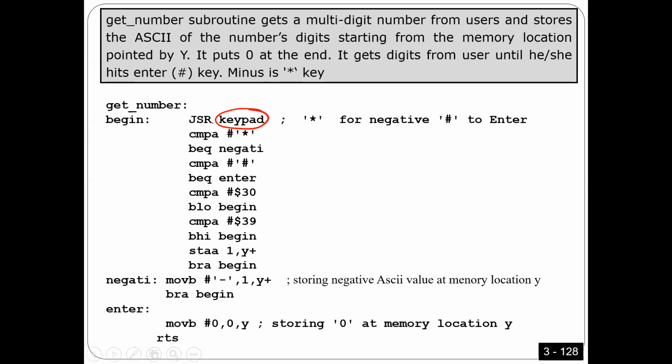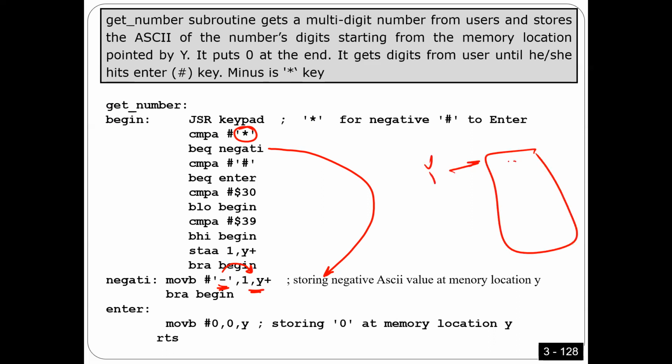As you know, with keypad you are gonna get a number in register A, and then I'm gonna compare it with asterisk. Asterisk here means a negative number. If it is a negative number, I'm gonna go to negative. As you see here, in negative, I'm gonna add to the array, to the location pointed by Y, the Ascii of negative, right? And then I'm gonna increment Y and go back to get another number.